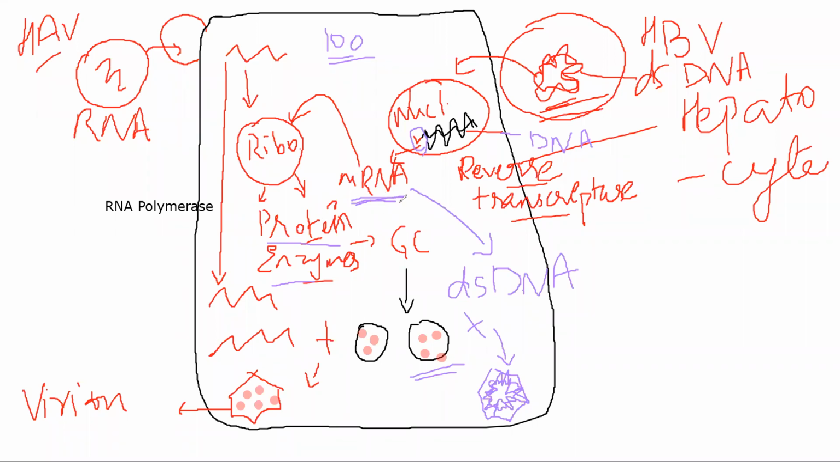This mRNA will do two things. The first thing is, some of the mRNA molecules will be read by ribosomes, making viral proteins, viral enzymes and other viral components. The rest of the mRNA will be subjected to an enzyme called reverse transcriptase. This reverse transcriptase will help convert viral mRNA into viral dsDNA. This is viral, okay? This double-stranded DNA, when combined with these proteins and enzymes, will be helpful in making new HBV virions.